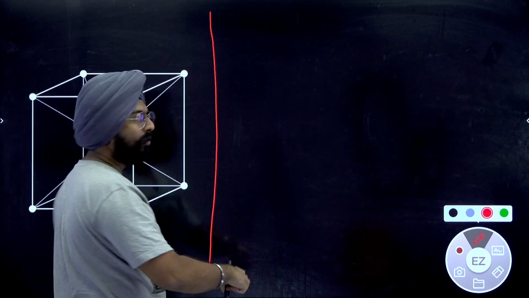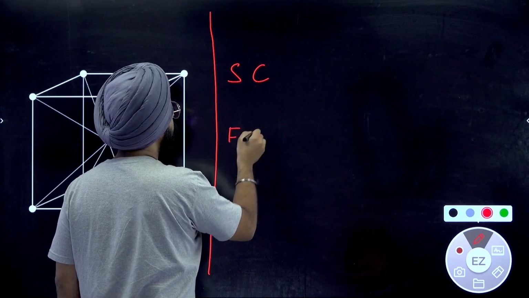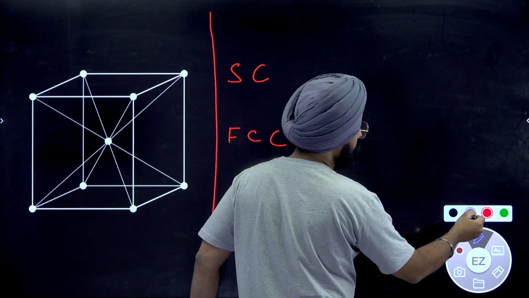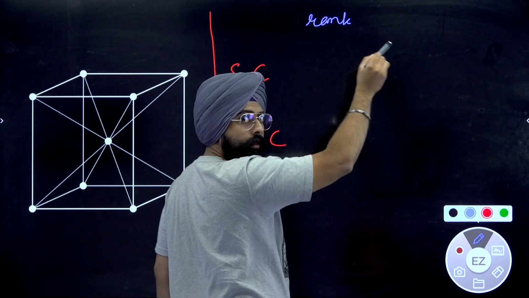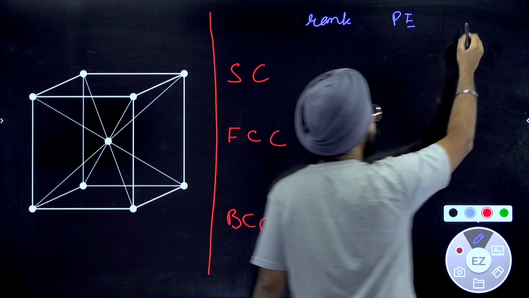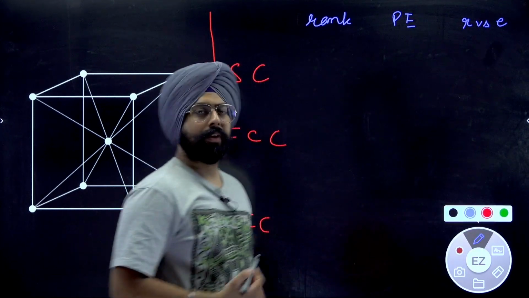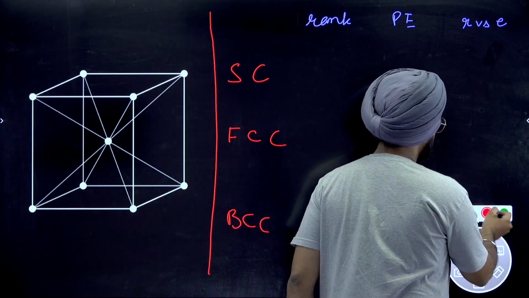Now people, let's do a quick summary of what we have figured out till now. Please make this table with me in your notebooks: simple cubic, face-centered cubic, body-centered cubic. For all of these cases, we will try to write the rank, the packing efficiency, and the relationship between R and the edge length. R is the radius of an atom, E is the edge length of the unit cell.